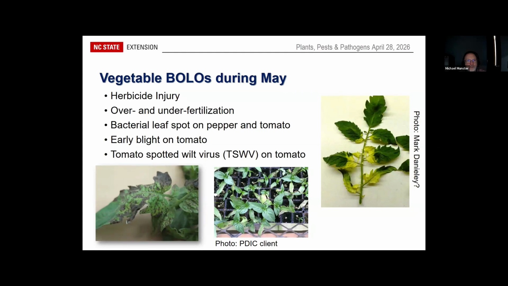Under and over fertilization. Watch out for bacterial leaf spot on your pepper and tomato transplants. Make sure that you got healthy transplants going into the garden. Early blight on tomato, and tomato spotted wilt virus on tomato. You see that in the photograph in the lower left there is one of the things that we may see early in the season.